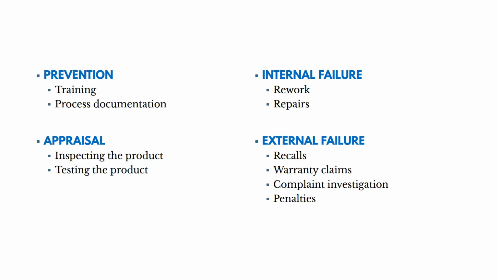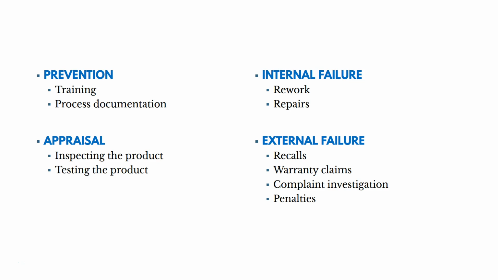Now here's just a few types of each of those categories. So in prevention, remember this is just ensuring we have a quality product, and a lot of times we think of it as being before production or before the project work. We could have training, we could have process documentation, things that make sure that we do it right the first time. And then appraisal. This is, as the project is underway, we could be inspecting the product and testing it.